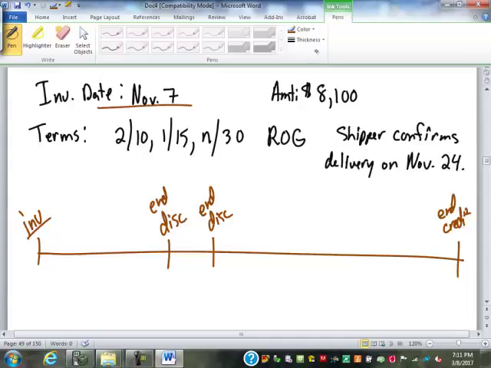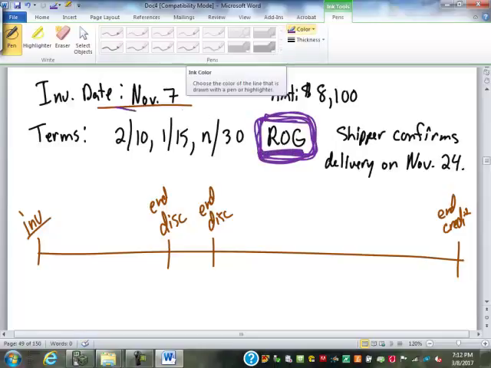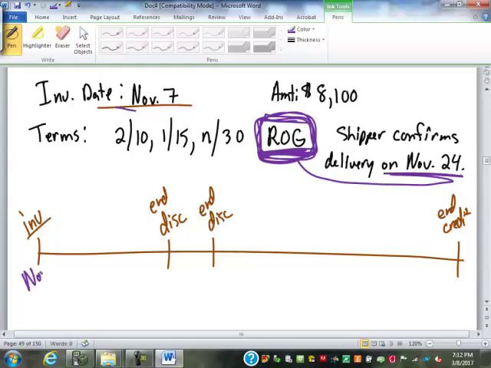So the invoice is dated November 24th. Is that where our timeline starts? No, it's November 7th. The invoice date is November 7th, I should say. Receipt of goods means that we are going to start our timeline on the delivery date of November 24th. Now notice I got two end of discounts here. This is the end of the 2% discount. This is the end of the 1% discount.